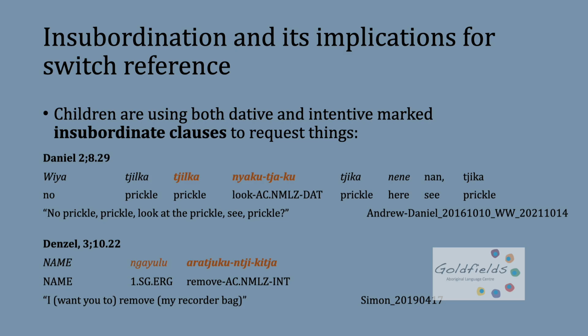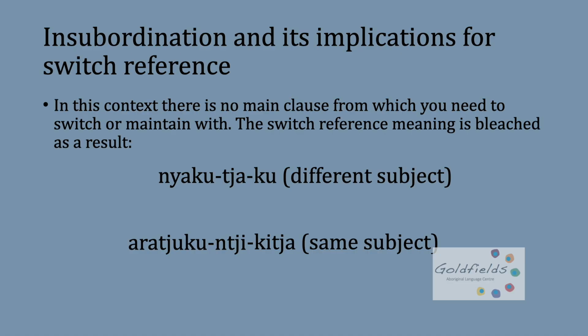So in this context, to some extent, the distinction between the dative and the intentive is being collapsed a little bit. There's a bit of a loss of distinction. In this context, there's also no main clause to share or differ in subject with, because insubordinate clauses stand on their own without a second clause to which they are linked, which means that the switch reference meanings that would typically be associated with the gitcha and the gu suffixes are bleached or made redundant. It's then possible that this loss of distinction, which is introduced in the context of an insubordinate clause, spreads to the context of a subordinate clause when there is a main clause to share or differ in subject with. And this could be one reason for why we're seeing a more blurry switch reference distinction between the gitja and the gu suffix.